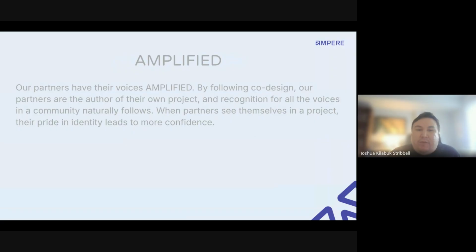Amplified. That's the other reason we chose Ampere as our name, not just because it's a clever acronym for our life cycle, but also because the main vision is to amplify the voices of the communities that we're serving. Rather than speaking for them or telling them what they need, we want to understand their realities, needs, and aspirations, and then amplify that voice.